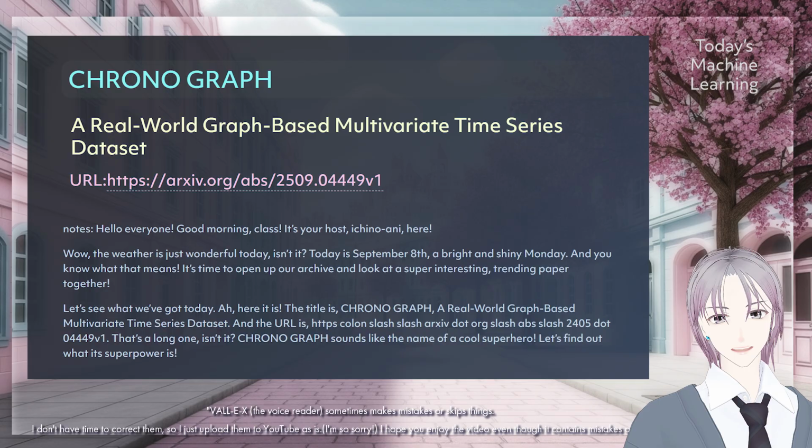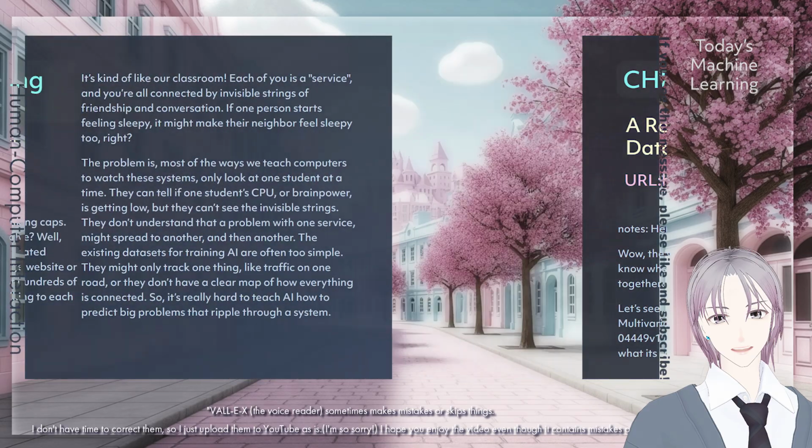It's time to open up our archive and look at a super interesting trending topic together. Let's see what we've got today. Right here it is. The title is CHRONO GRAPH, a real-world graph-based multivariate time series dataset. And the URL is shots://abs/24/5.4449. That's a long one, isn't it? CHRONO GRAPH sounds like the name of a cool superhero. Let's find out what its superpower is.